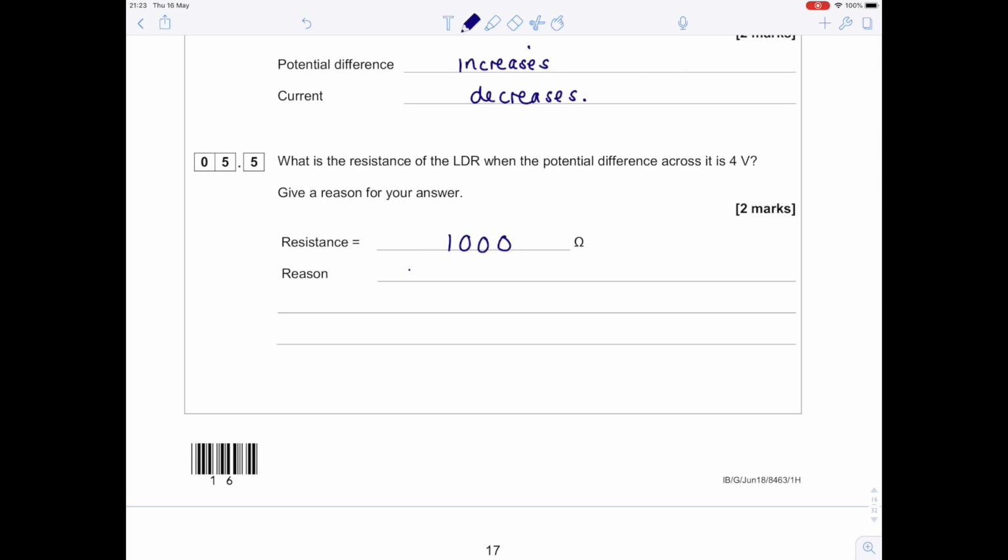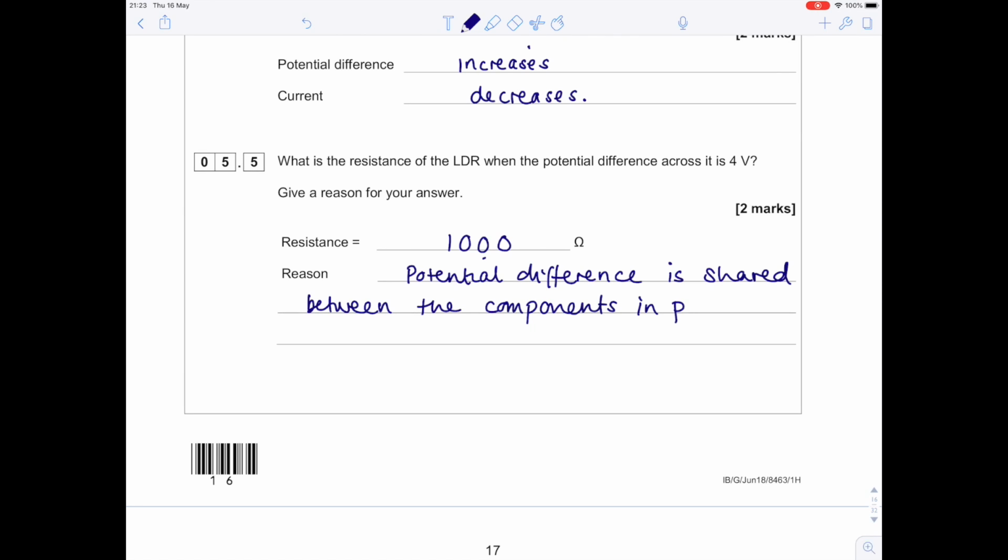And the reason for this is that the potential difference is shared between the components in proportion to the resistance.